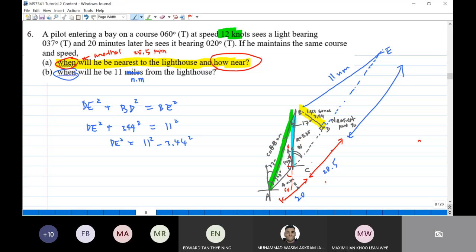Okay, let me see what this is now. 11 squared minus 3.44 squared. So square it now, 109. Take the square root of this answer, 10.44. So it's 10.45.